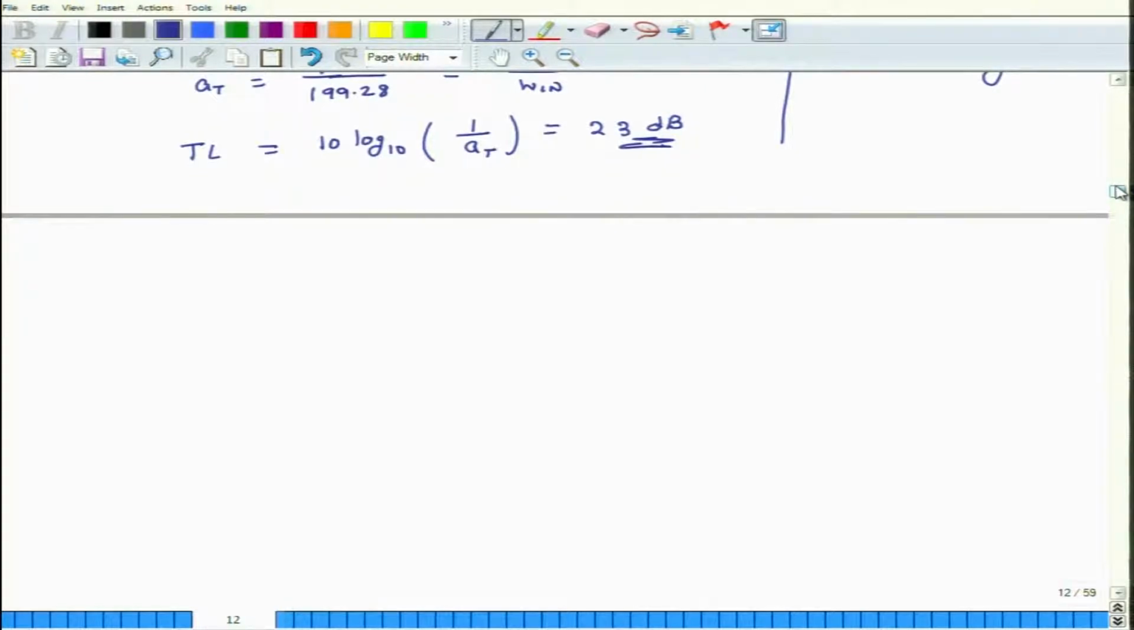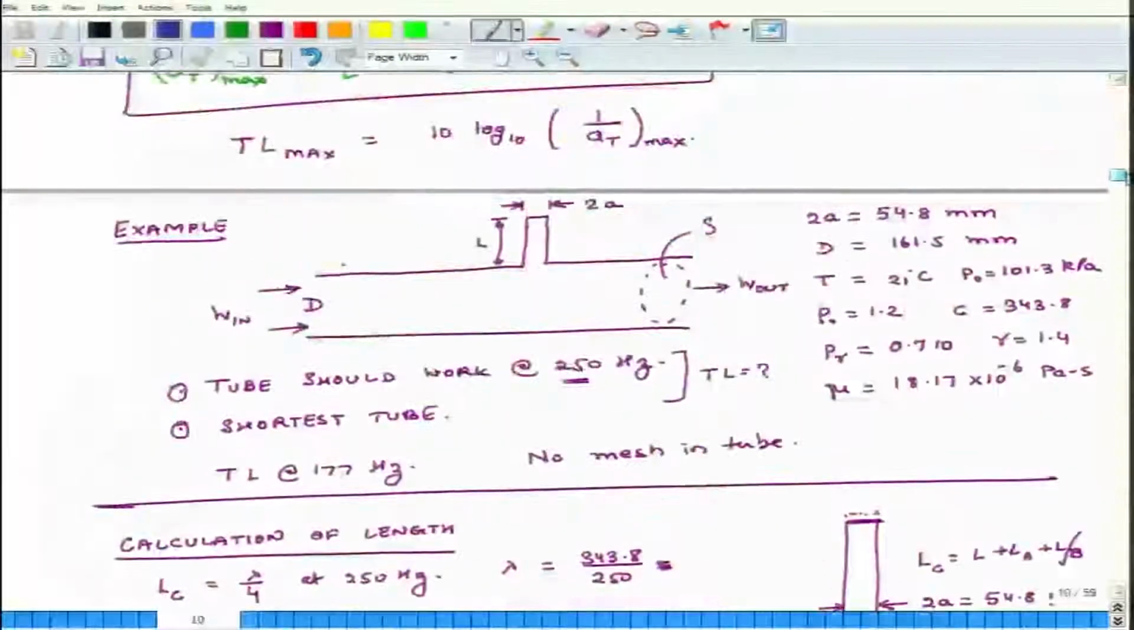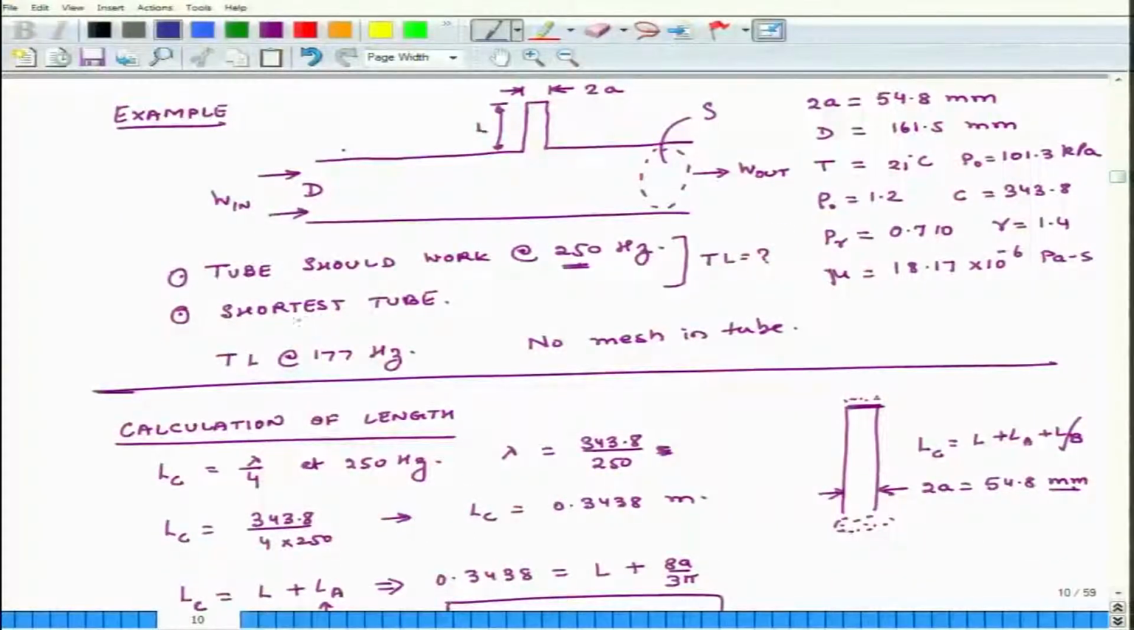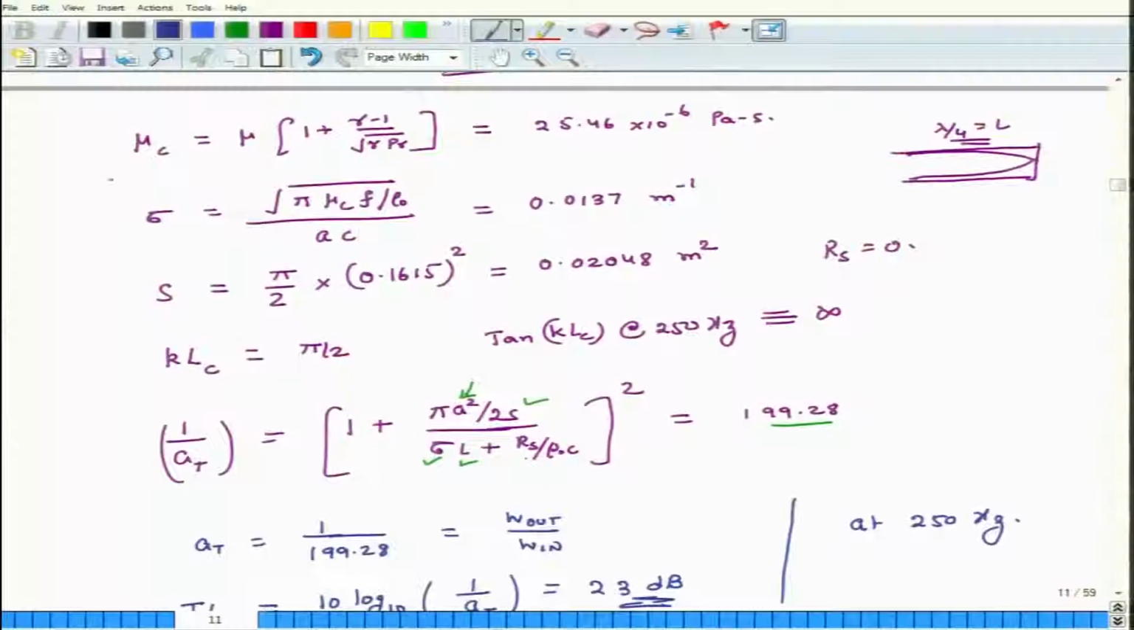Now, let us do it at 177 hertz. We were told that we should figure out what is the shortest possible tube. We have done this. The tube works at 250 hertz and we have computed the transmission loss. The other thing we have to do is compute transmission loss at 177 hertz. Now, look at this entire expression here. Mu c does not change with frequency, sigma does change with frequency. So, we have to compute sigma. This is one thing we have to recalculate.